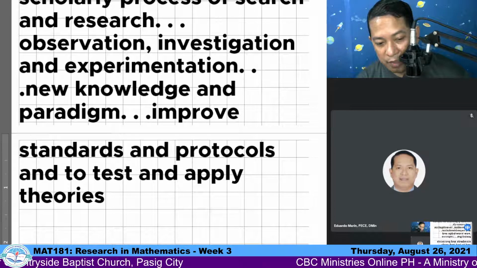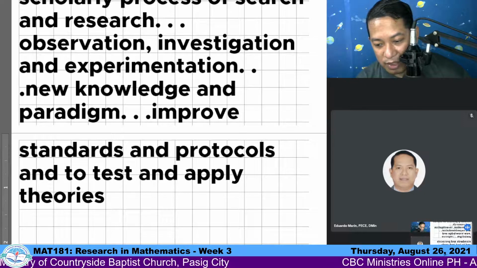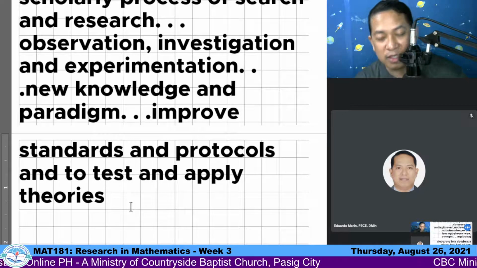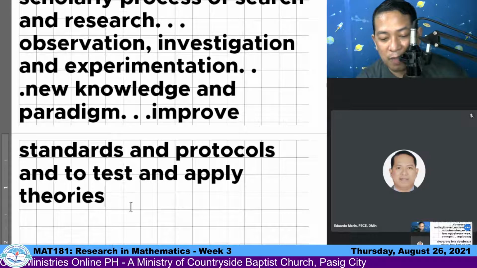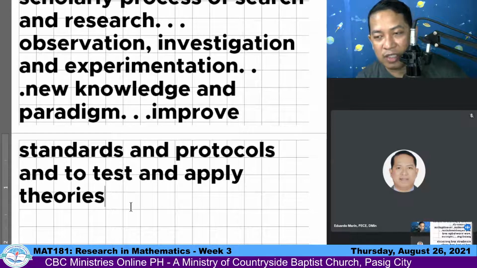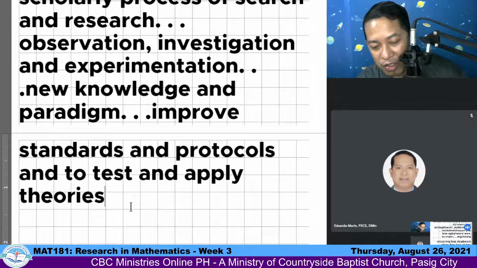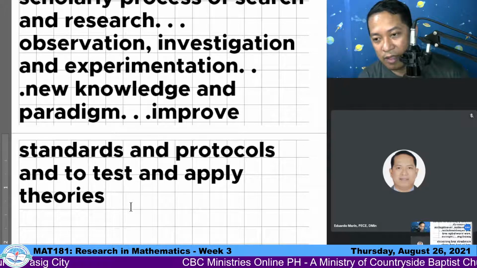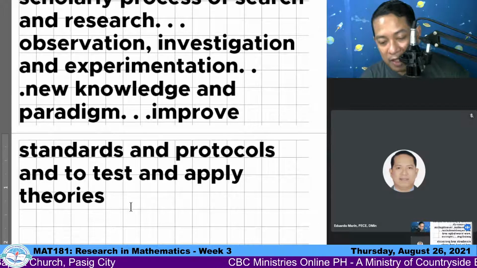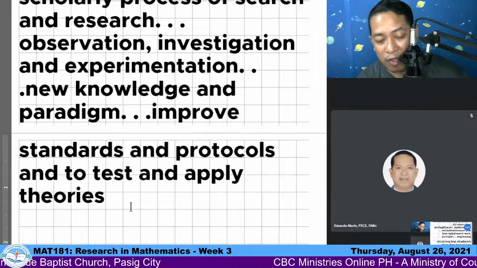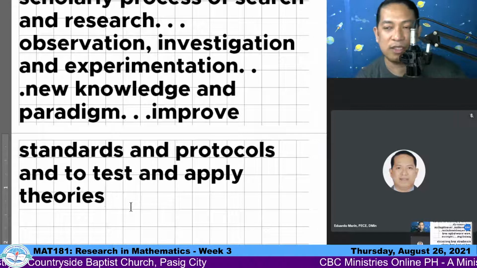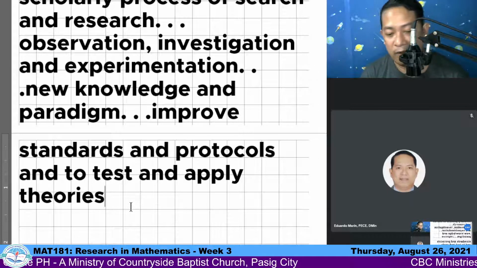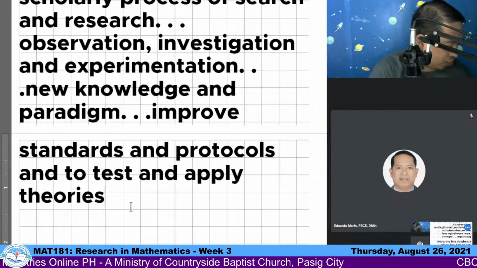So that's the purpose, to test and apply theories, no? We go to research because there are theories that could be applied in different contexts. Theories that have been applied in one situation, is it still appropriate or applicable to other contexts, situations, or circumstances? So the variables concerned vary, or perhaps the sampling and the population.